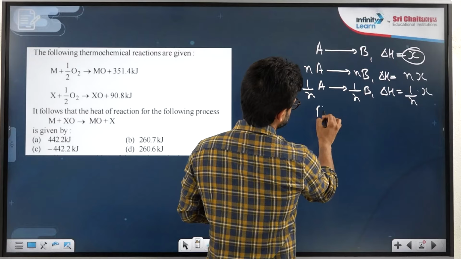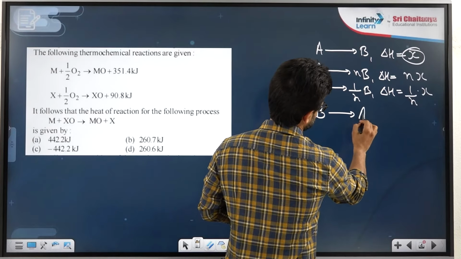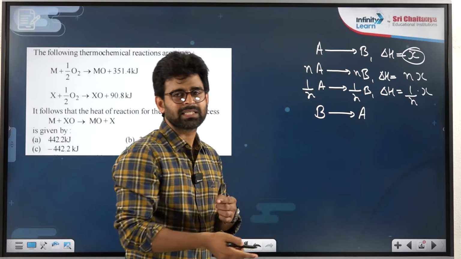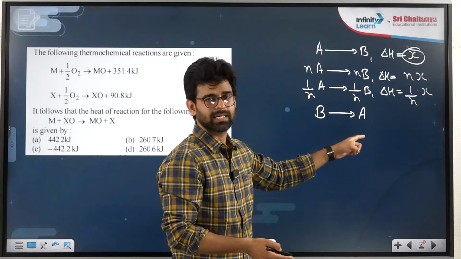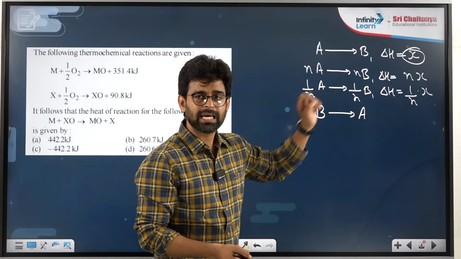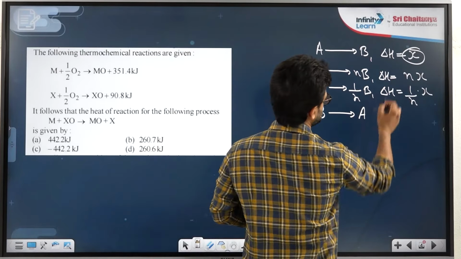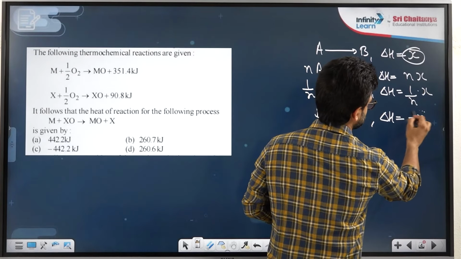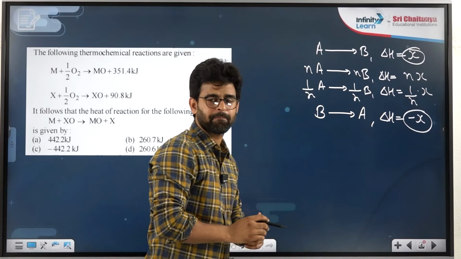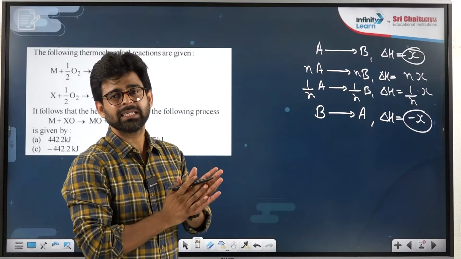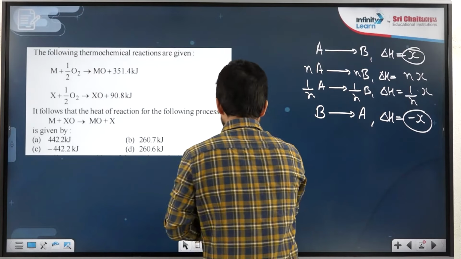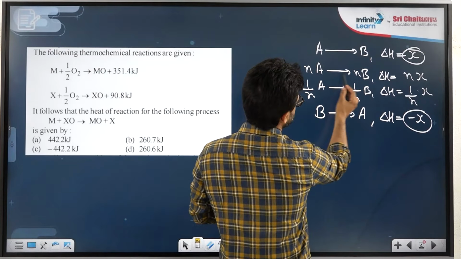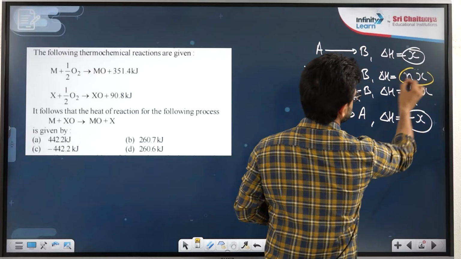And one last thing: if I flip the reaction, meaning I am reversing the reaction, now I am going from B to A. In A to B, the enthalpy change was X. So in B to A, definitely the enthalpy change is minus X. Clear? Once again, if I multiply the equation by N, it is Nx.